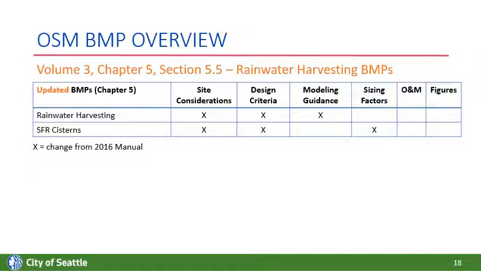So we're moving on to rainwater harvesting and single-family cisterns, which have had some changes in the updated code.